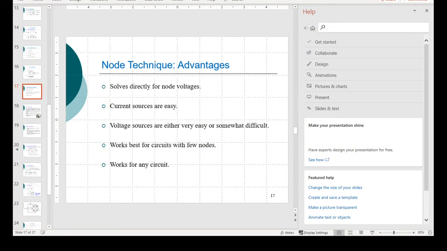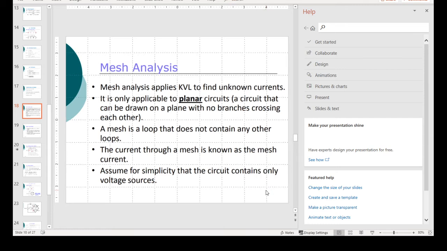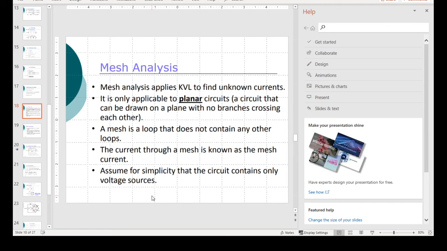So that is the node analysis technique. Let's go to the mesh analysis technique now. I will try to be faster. Now, the mesh analysis technique works on the basis of Kirchhoff's voltage law.